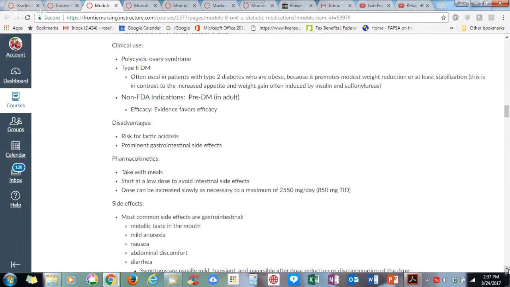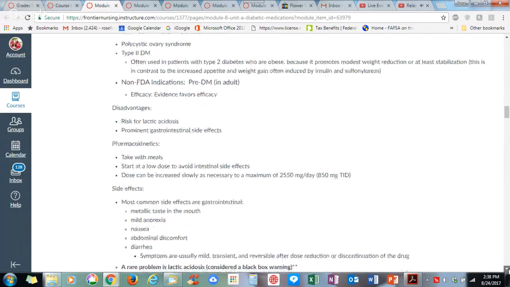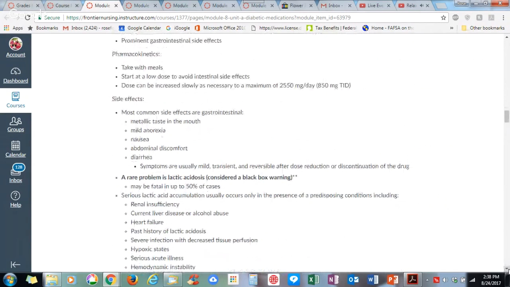Clinical use: it's also used in polycystic ovary syndrome. Type 2 diabetes mellitus: it's often used in patients with type 2 diabetes who are obese because it promotes modest weight reduction or at least stabilization. This is in contrast to the increased appetite and weight gain often induced by insulin and sulfonylureas. Non-FDA indications: prediabetes. Efficacy, evidence favors efficacy. Disadvantage: there's a risk for lactic acidosis and prominent gastrointestinal side effects.